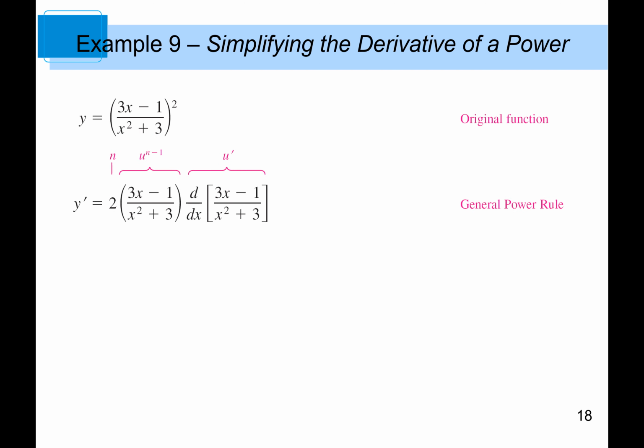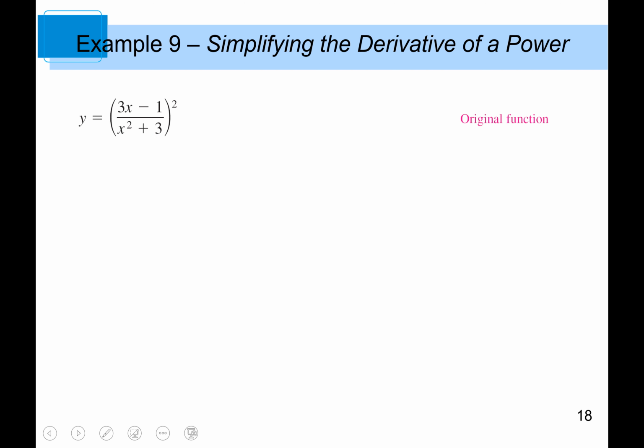And let's take a look at this one. So this one we're gonna use the general power rule, right? So we assume whatever underneath this parentheses, u equals 3x minus 1 over x squared plus 3. And then what is u prime? U prime, we gotta use the quotient rule.